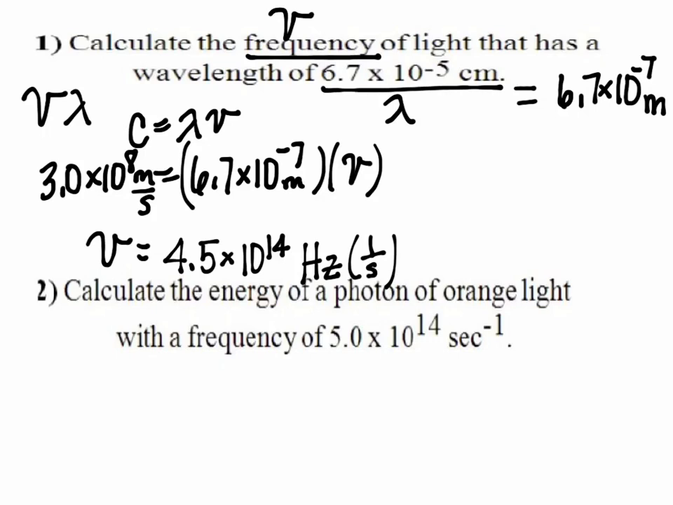Question on that? All right, calculate the energy of a photon of orange light with a frequency of 5.0 times 10 to the 14th. So we want to calculate energy when we know frequency. Which equation do we need? We're looking for E, and we have nu.